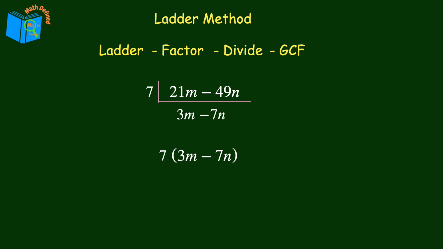outside, and we're done. The ladder method eliminates the first step of the traditional method of finding the GCF first before dividing. But let's look at some expressions where the GCF is not so obvious. This is when the ladder method is more efficient than the traditional method.